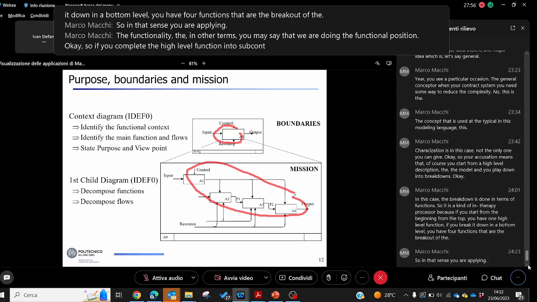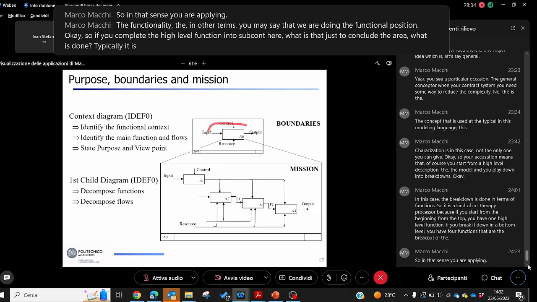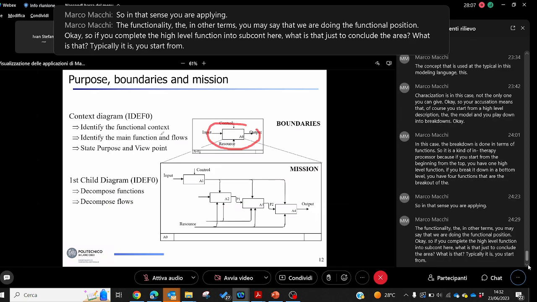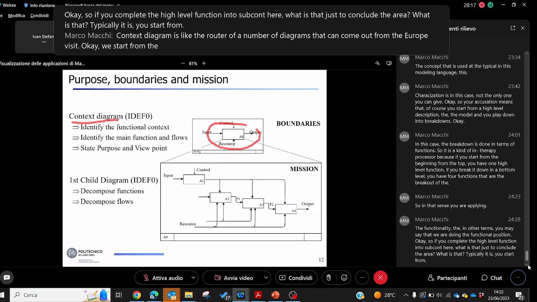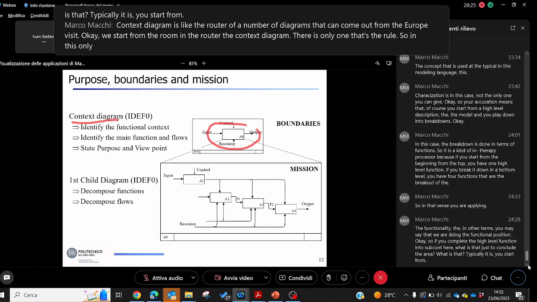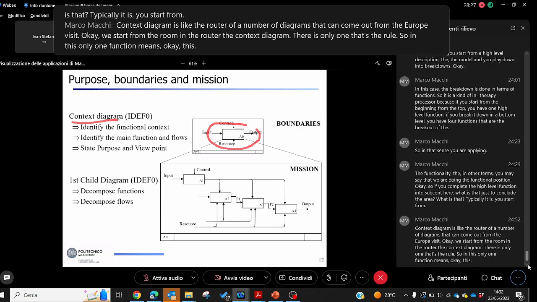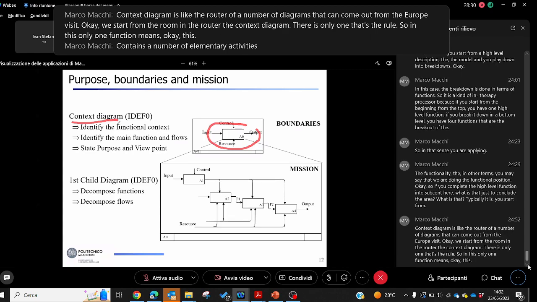Here, what is done, just to conclude the idea of IDEF0, what is done typically is you start from a so-called context diagram. It's like the root of a number of diagrams that can come out from the hierarchization. Okay, we start from the root. In the root, the context diagram, there is only one function. That's the root. So this only one function means, okay, this function contains a number of elementary activities. This will be specified in another diagram.